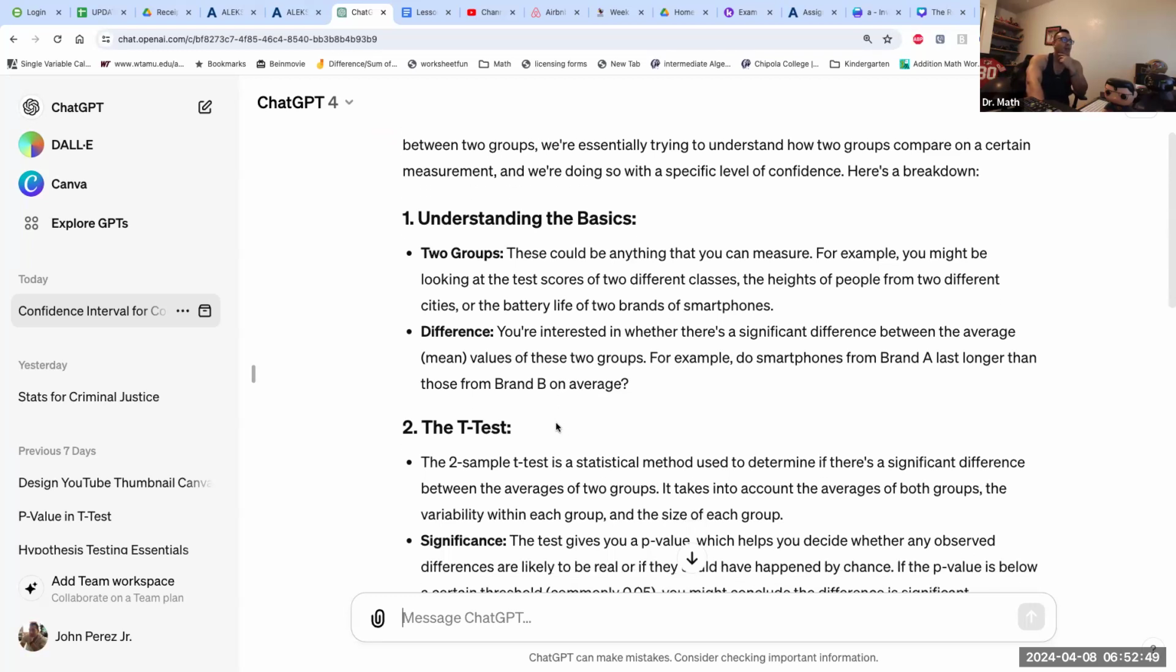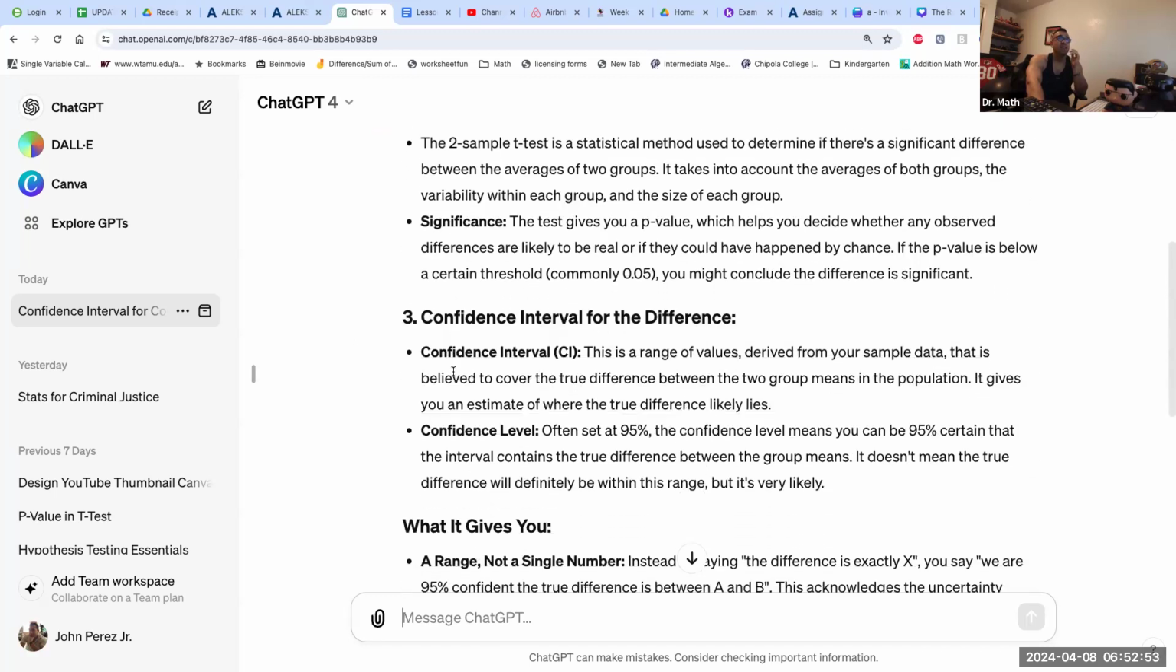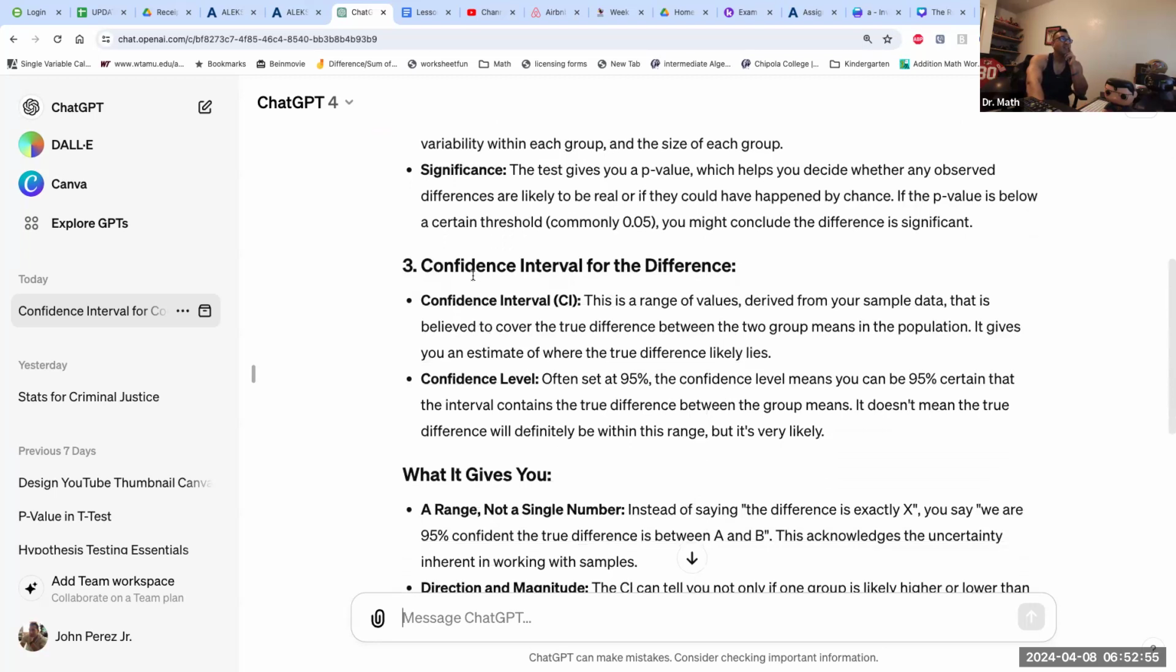And so we're going to talk about the t-test a little later, because right now I want today's lesson to focus on the confidence interval for the difference. That's what we're going to look at.